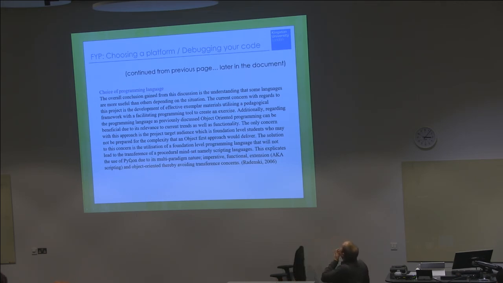And they said, object-oriented programming is relevant to current trends. However, the project target audience is foundation level students. May not be prepared for the complexity that an object-first approach would deliver. So, as a result, they're going to use Python because it can be used in a variety of ways, but is object-oriented, and they have a reference accordingly. Okay? Now that bit I think they did quite well. They justify their choice with some quite advanced theory.